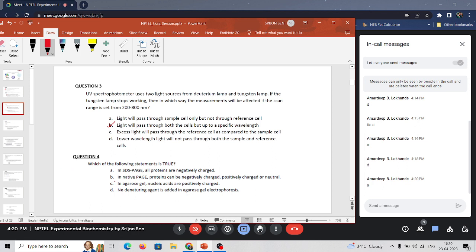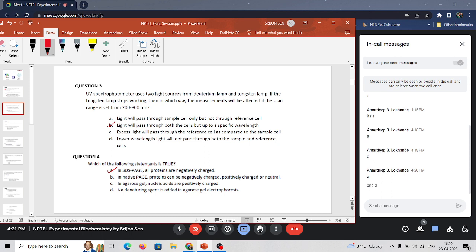You say it's A. Okay, in SDS PAGE all proteins are negatively charged. That is true. Any other? Okay, no denaturing agent is added in agarose gel electrophoresis. That is also correct, because you do not add anything. How about in agarose gel nucleic acids are positively charged? No, it is incorrect.